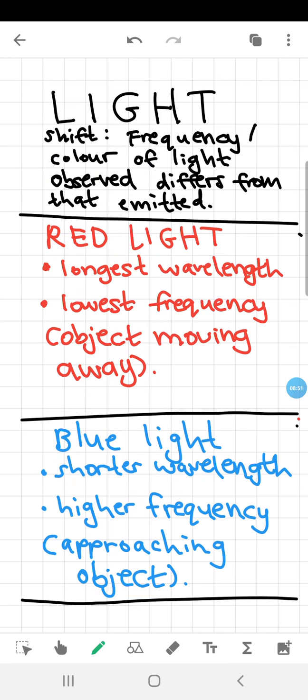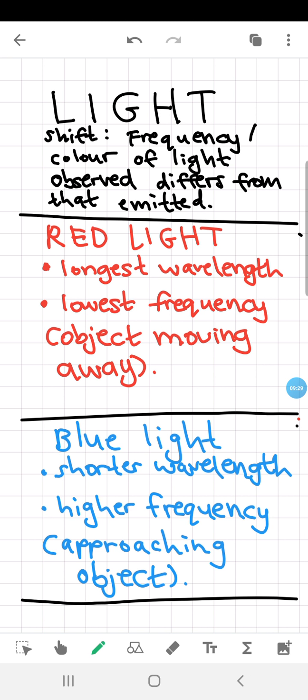Okay, now I just want to explain shifts really quickly. So we get a red shift and a blue shift, but basically the shift is referring to the frequency or the color of light observed and how that differs from the actual frequency emitted. So with your red light, it has the longest wavelength and the lowest frequency. So that means that the object is moving away. And with your blue light, it means that the wavelength is much shorter. It's got a short wavelength. It's got a high frequency, and it means that the object is approaching.